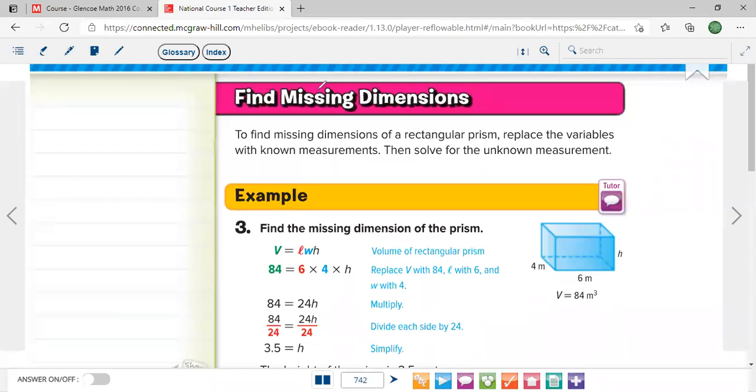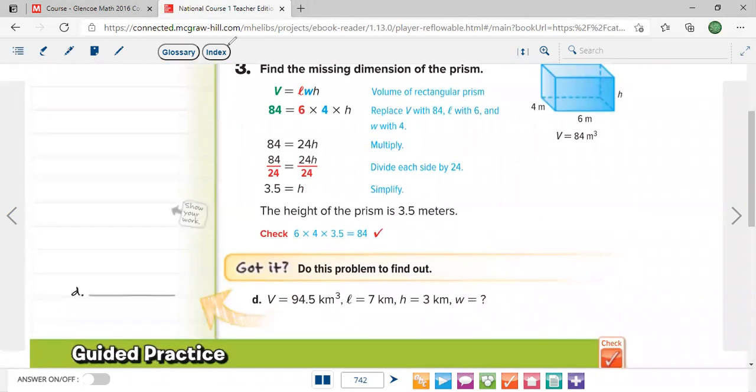How can we find a missing dimension? Like this problem, for example. Of course, to find a missing dimension, we need to solve equations. So I give you the length and width, I give you the volume, and I need the height. So apply the rule, volume equals length times width times height. Replace the volume with 84, length with 6, width with 4. 6 by 4 is 24, divide by 24 on both sides. And this will give you the height as 3.5.